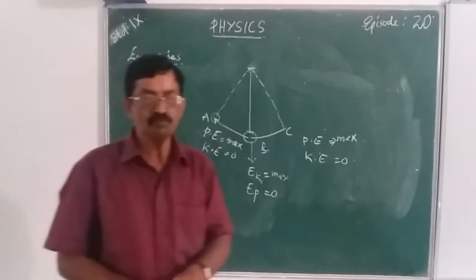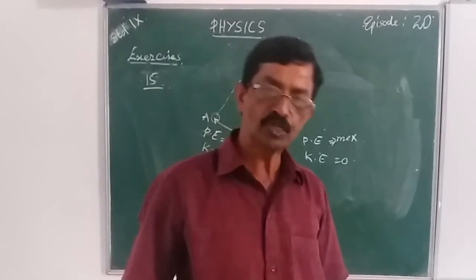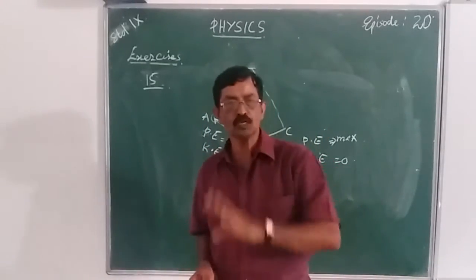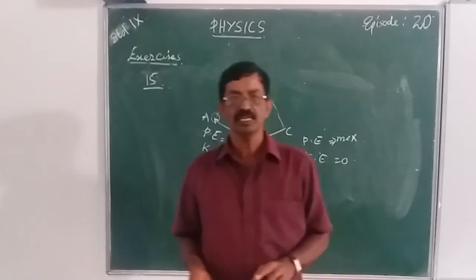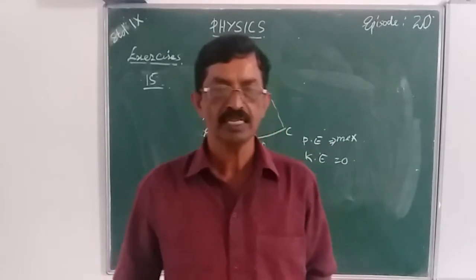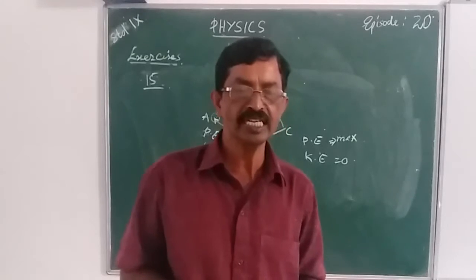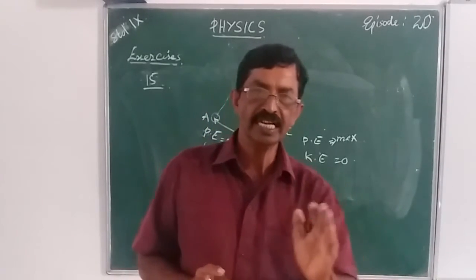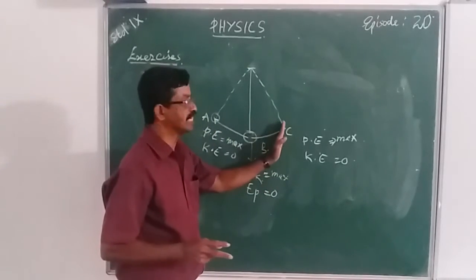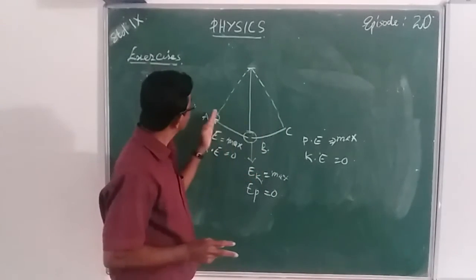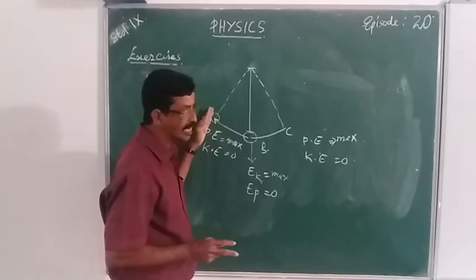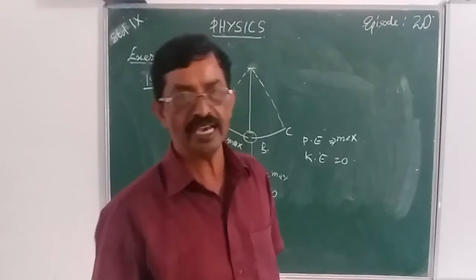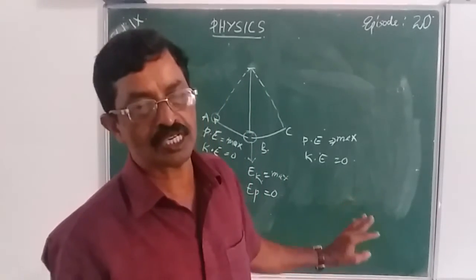When this pendulum oscillates, there is some resistance offered by the air, because it is moving through air. So the air offers certain resistance or friction. Because of that, its energy slowly decreases, and in this manner, finally it comes to rest due to the friction of the air through which it moves.